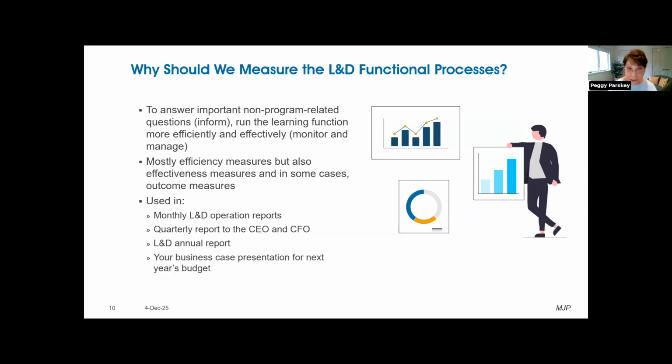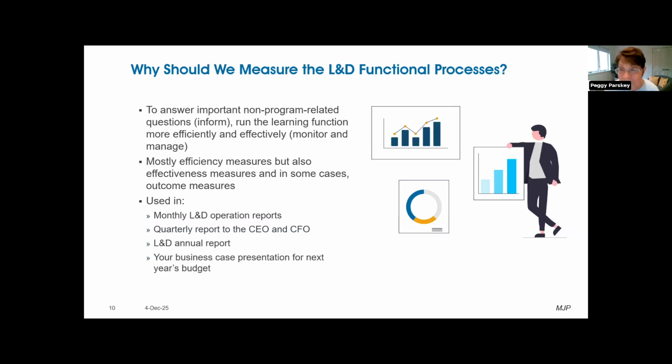It's mostly efficiency measures, which often I think get a bad rap, that people look at it and go, it's just efficiency measures. It's like, no, this is part of what we have to look at. But also there are effectiveness measures. We can run something efficiently and not effectively. I've seen that before. And in some cases, there may be some kind of outcome or impact measures.